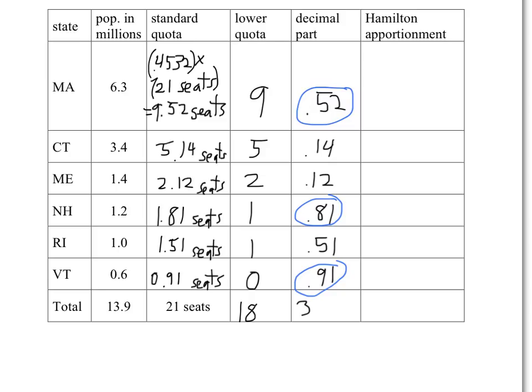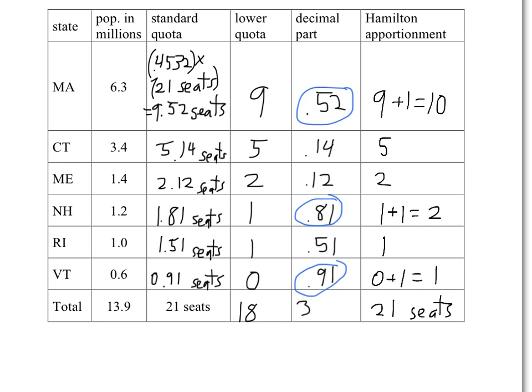So at the end of the day, it is Massachusetts, which got its original 9 plus 1 extra is 10 seats. Connecticut just got its original 5. Maine received 2 seats. New Hampshire, its original 1 plus 1 bonus. Rhode Island, just its original 1 seat. And Vermont, its original 0, but fortunately plus 1, equals 1 seat at the end of the day. And when you add those all up, you do indeed get 21 seats accounted for.